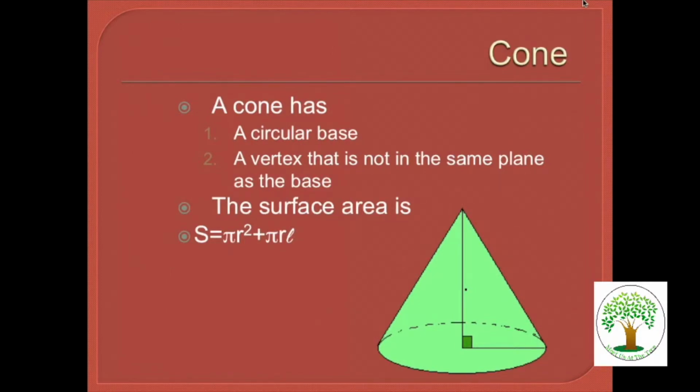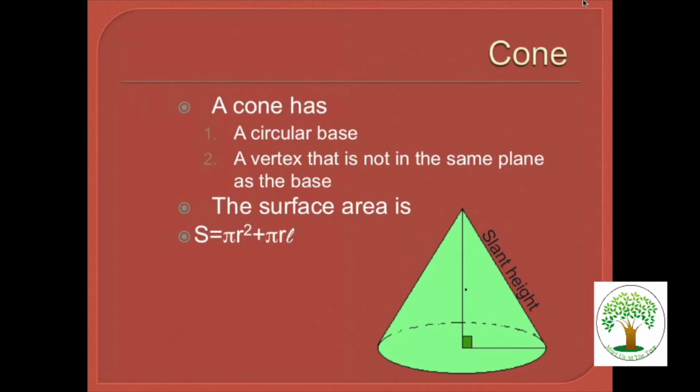Wait, you said L is the slant height? Is that the height or the slant height? Here we go. Let's look at it. Here's your base. It's a circular base. Here's our radius. You're going to need that for r. And here's your slant height right there for L. Your particular problems won't need it, but if they gave you the height and the radius, you could find the slant height using the Pythagorean theorem.